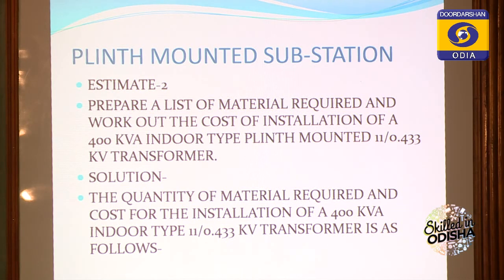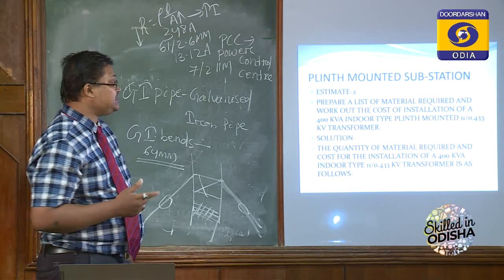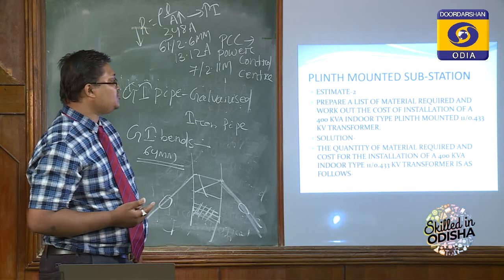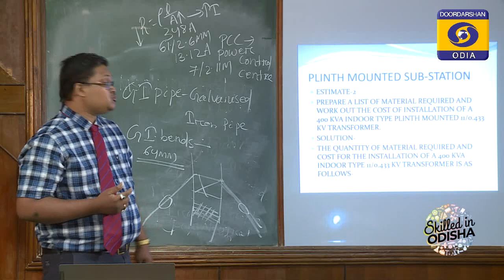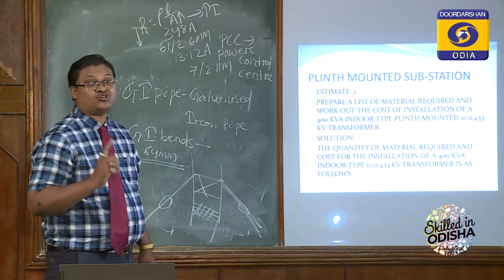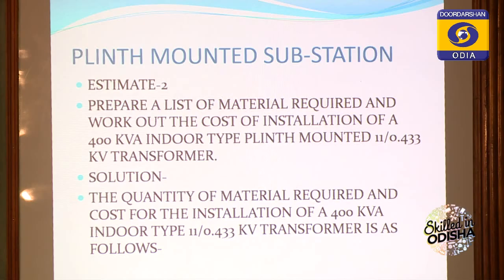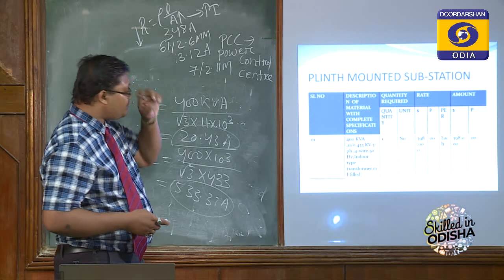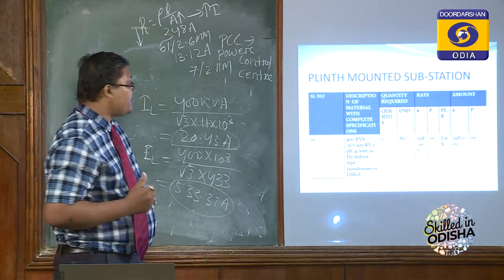This is one estimation. Suppose prepare a list of material required and work out the cost of installation of a 400 kVA indoor type plinth mounted substation having 11 kV on the HT side and 0.433 kV on the LT side transformer. So 0.433 kV means 433 volt transformer. So here you will find the description of the materials for plinth mounted substation.